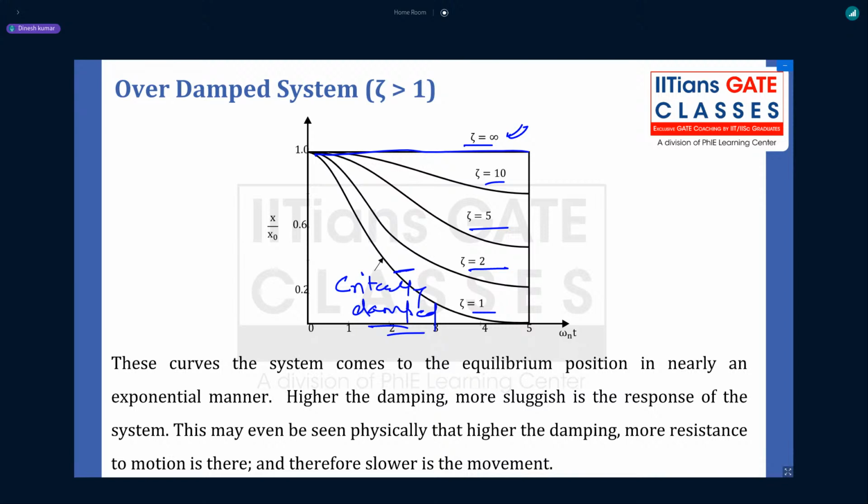Critically damped. Now you can see, in these curves the system comes to equilibrium position in nearly exponential manner, and higher the damping, more sluggish is the response of the system. This may even be seen physically: higher the damping, more resistance to the motion, and therefore slower the movement. So the more the resistance, slower will be the motion.